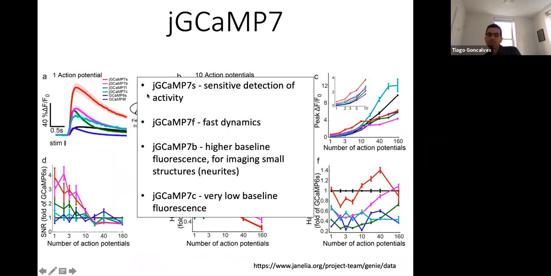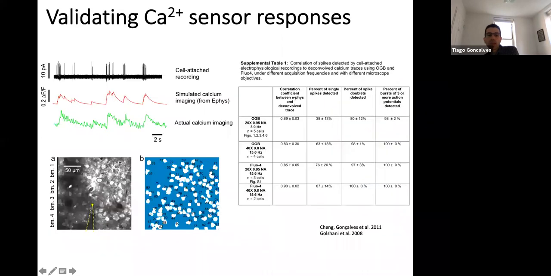The latest and best GCaMPs are the GCaMP7s. You have the slow, which is very sensitive, and the fast, which allows you to go really fast. Then you have the 7b, with higher baseline, which is very good for imaging, for example, axons. It's always good to validate calcium sensor responses in your system.